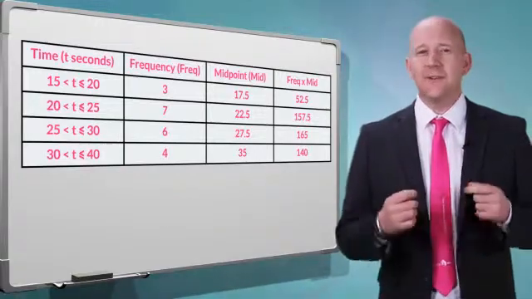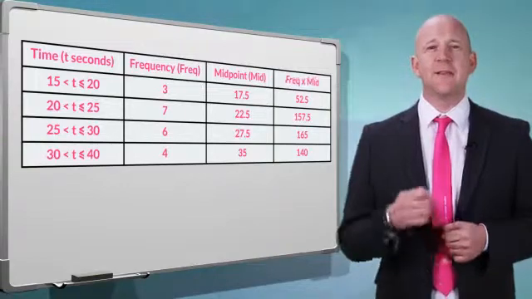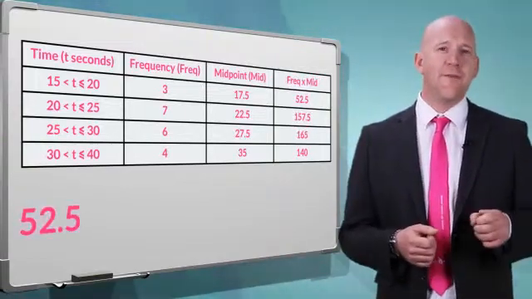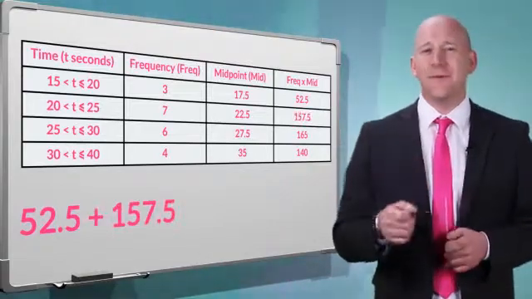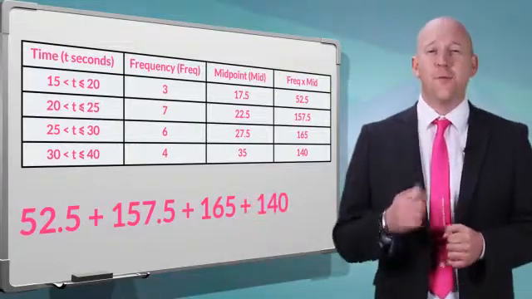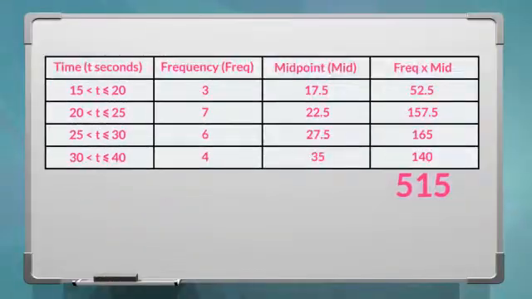Almost there, just a couple of other things left to do. We now need to add the numbers in the frequency times midpoint column together. 52.5 plus 157.5 plus 165 plus 140 equals 515. We now need to do the same for the frequency column. 3 plus 7 plus 6 plus 4 equals 20.